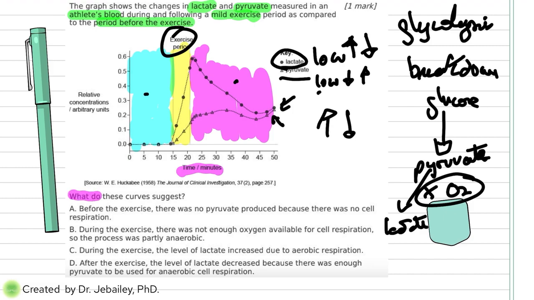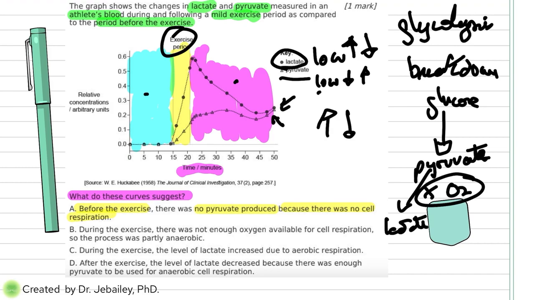Next is, what do these curves suggest? Now we have the options. Let's look at the first one. It says before exercise, so we're talking about the blue section, there was no pyruvate produced because there was no cell respiration. Now, pyruvate can be produced at any time, okay? And you're doing cell respiration at all times. So that would not make sense at all if we were thinking this way, right? It's impossible for us to not have cell respiration.